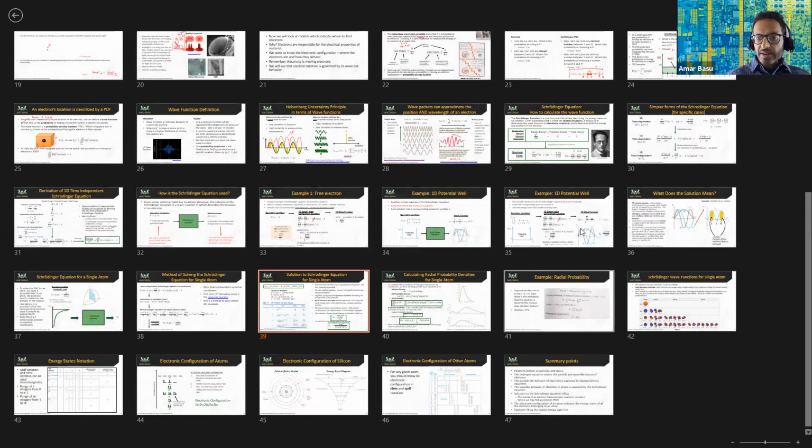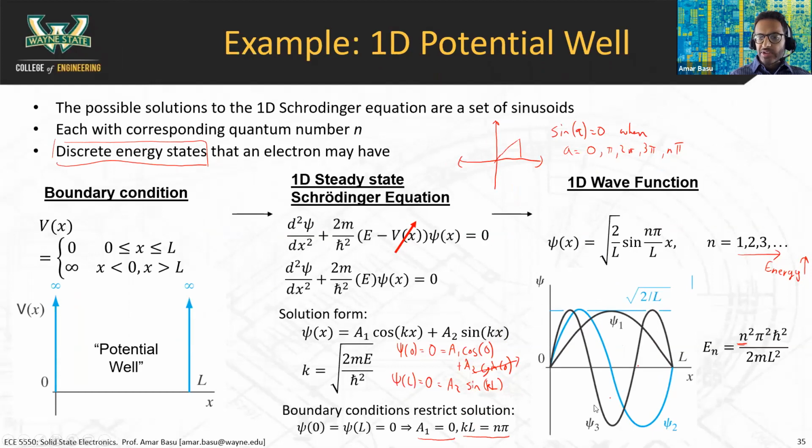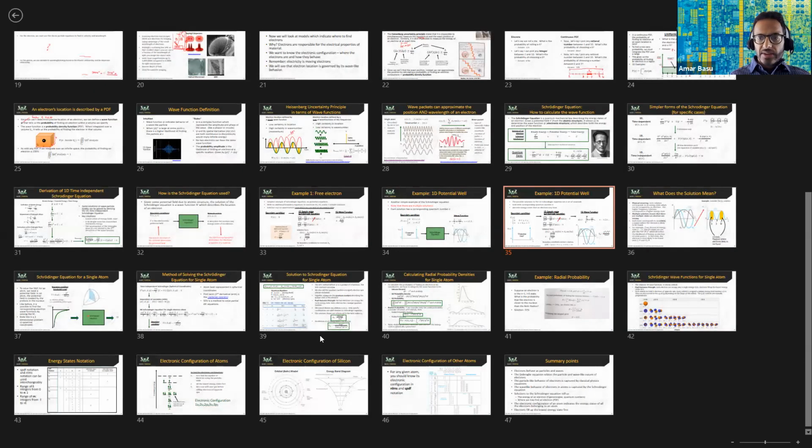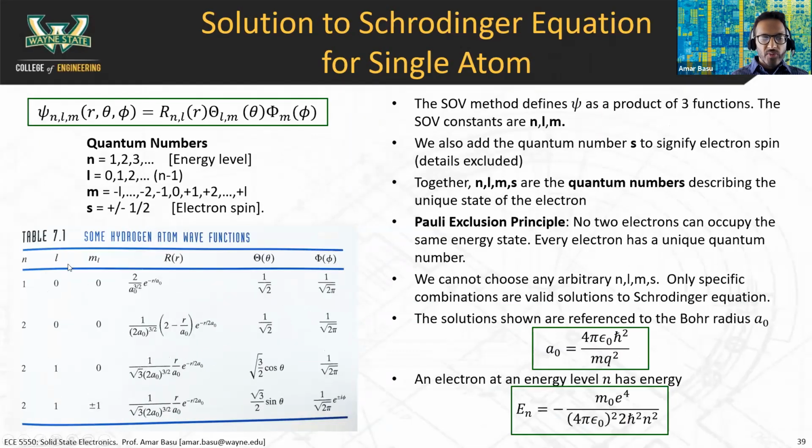Just to make the analogy here, in the one-dimensional potential well, we just said there are solutions, and each solution has a corresponding number n. The energy of the state corresponds to the n. In the three-dimensional case, we actually have three numbers like that, n, l, and m, each corresponding to the fact that we're in 3 dimensions. That's why we have these three different quantum numbers.